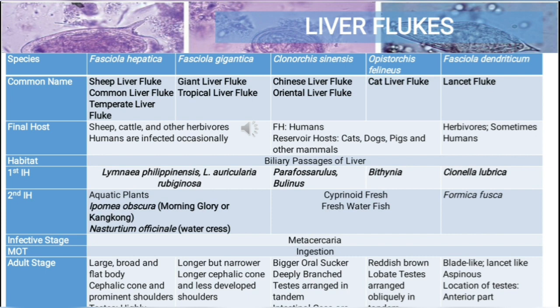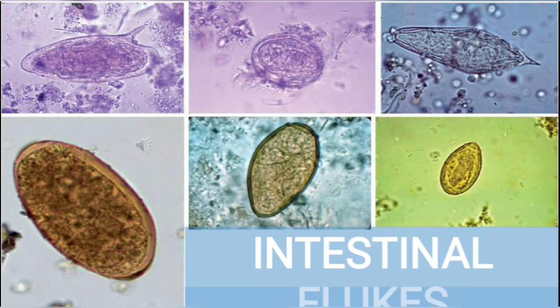This table shows the summary of our liver flukes, and I have also included some nice-to-knows about Opisthorchis felineus and Fasciola dendriticum. Now let us proceed to our intestinal flukes.